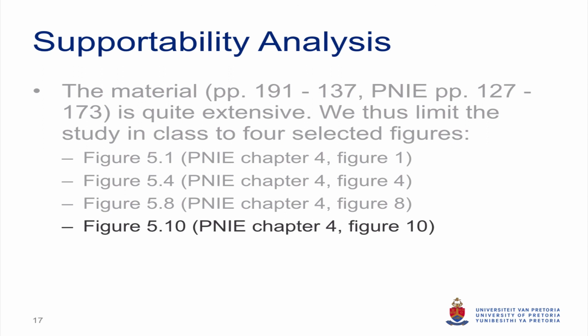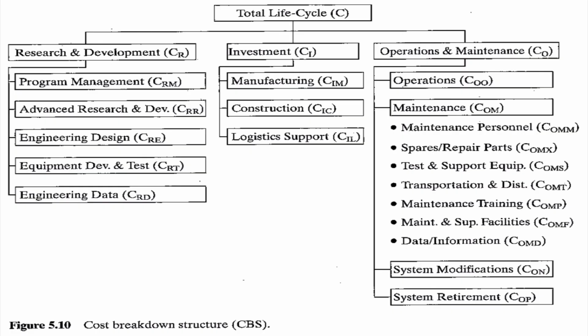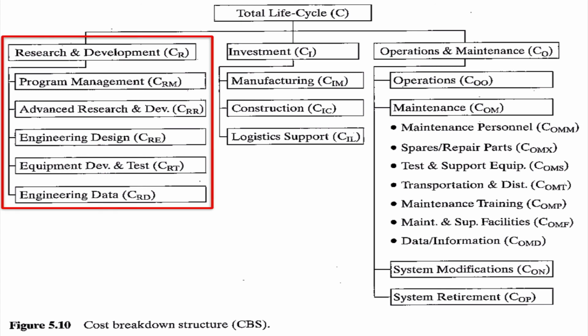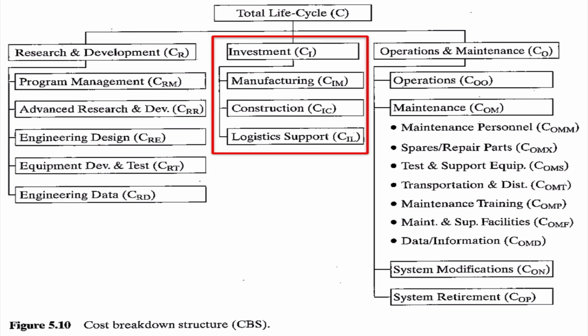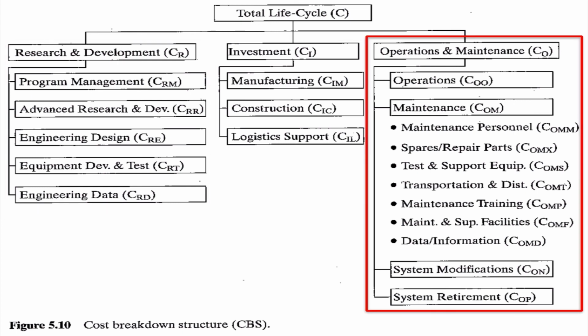Fourthly, Figure 5.10, PNIE Chapter 4, Figure 10. The cost breakdown structure, CBS. All the costs involved in the development of the system, capital costs, support phase cost.